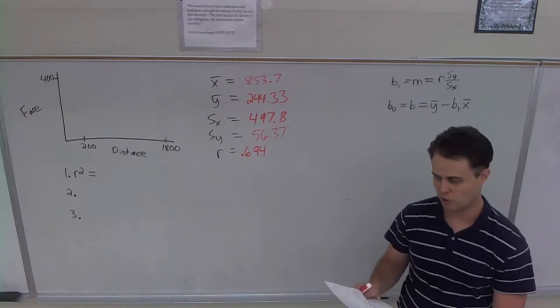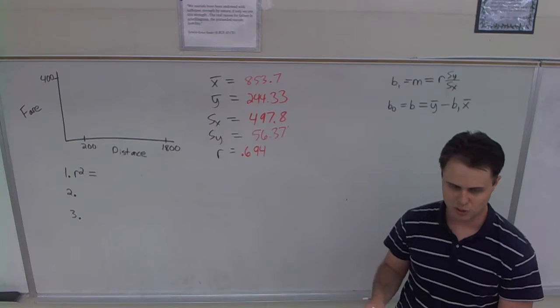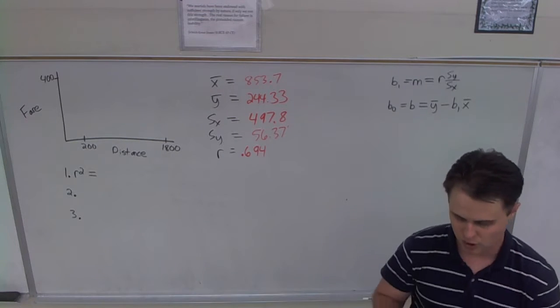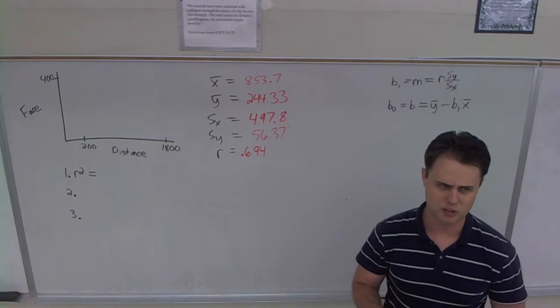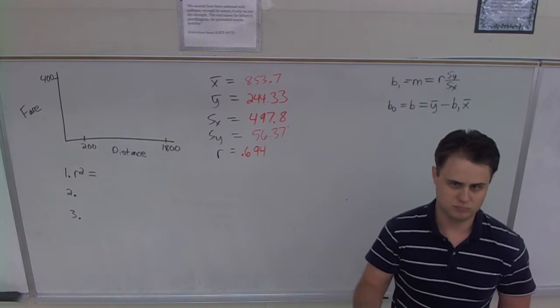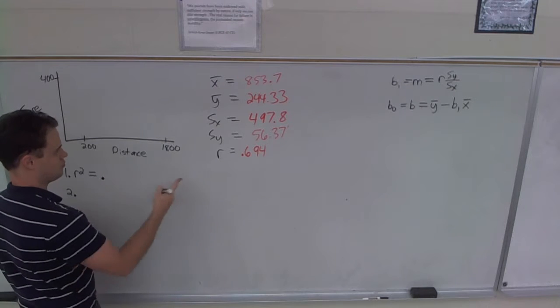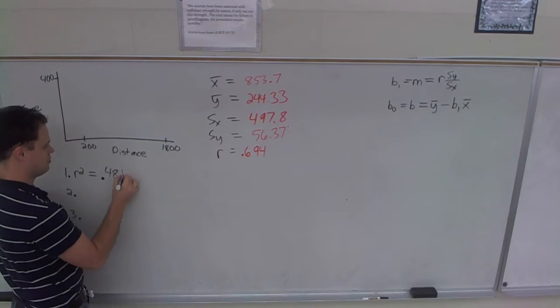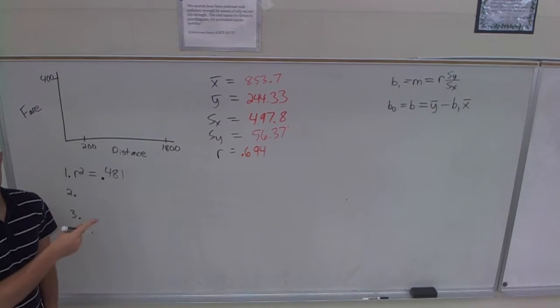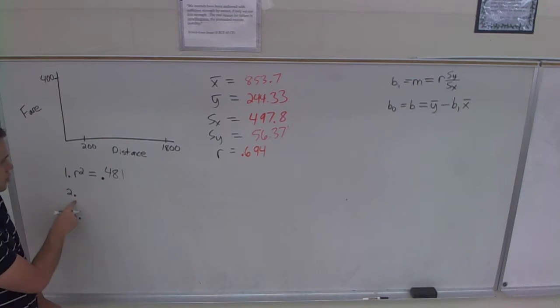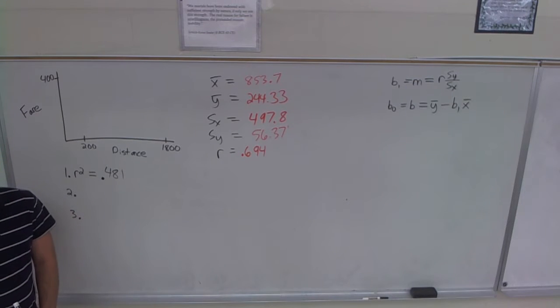It's a line. Okay. So they asked us a few things here. First, they asked us to find R squared. Well, find R squared for me. I bet it's like 0.4. 481. Yes. You get that by squaring r. Sounds hard. Okay, the important part though is explaining r squared in context.